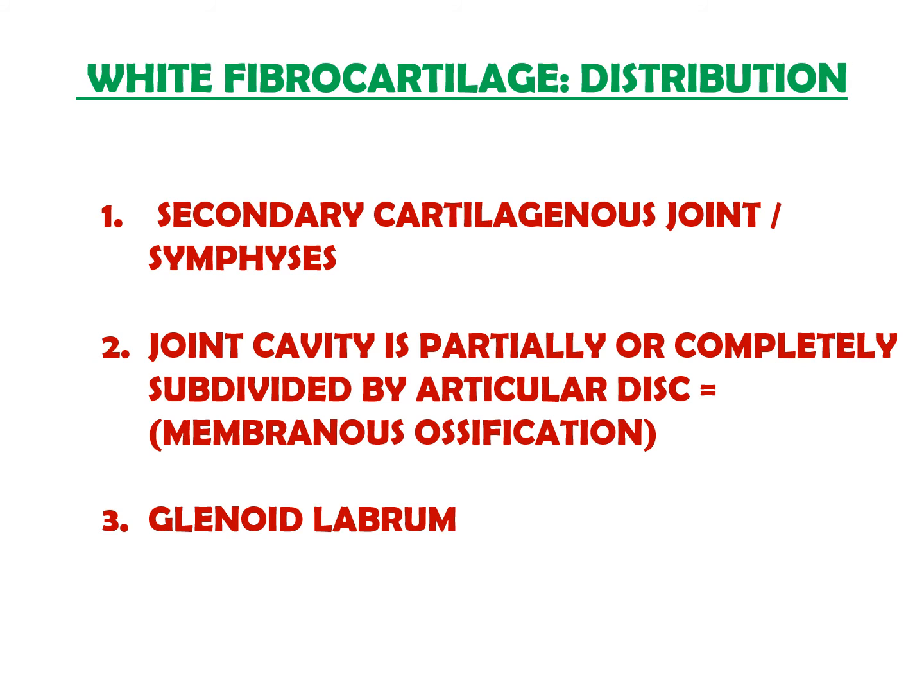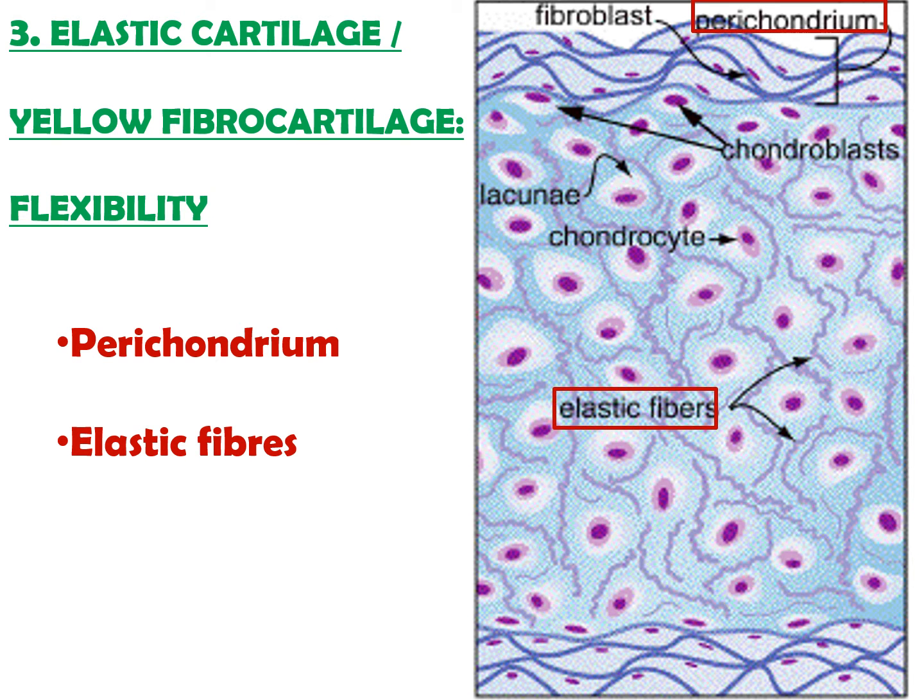The main function of fibrocartilage is to offer resistance to both compression and shearing force. It acts as a shock absorber. So these are the cartilages. Now the third one is the elastic cartilage. Elastic cartilage is also called yellow fibrocartilage. This other name is given: yellow fibrocartilage.